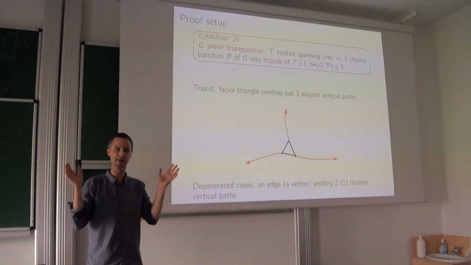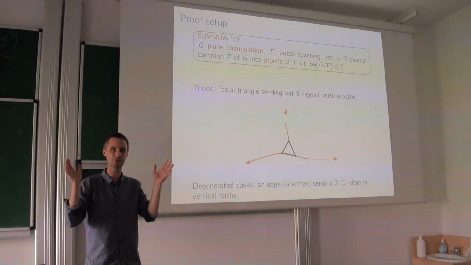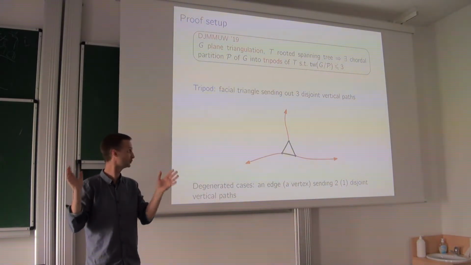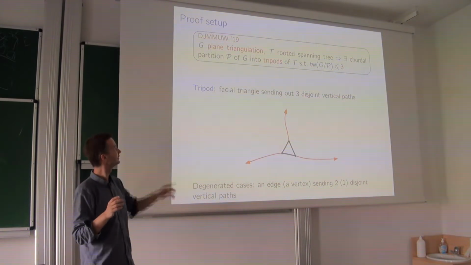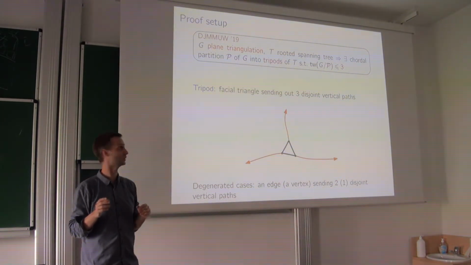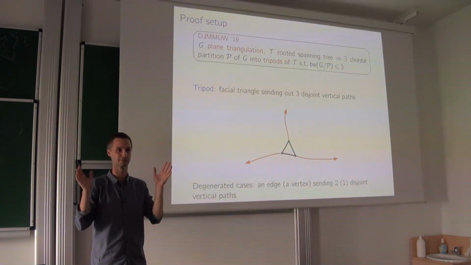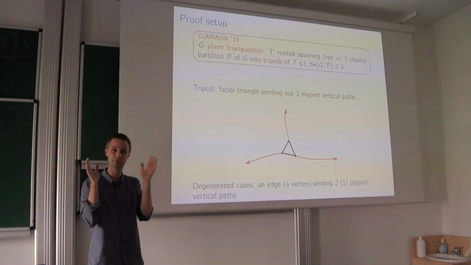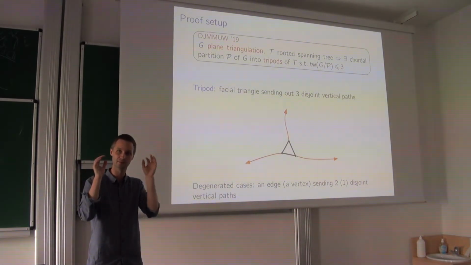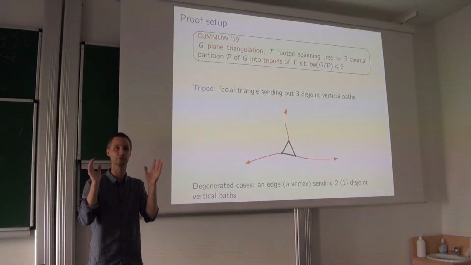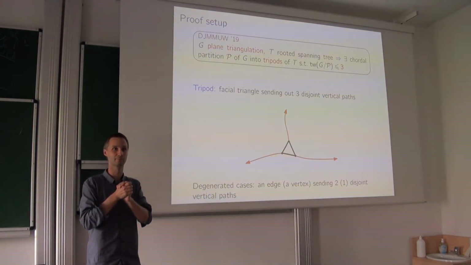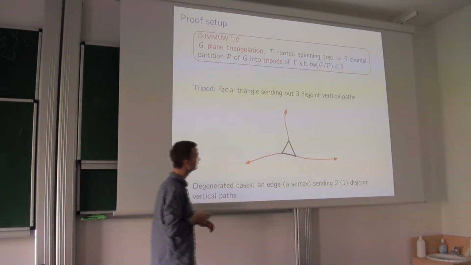But now the Vi's, they have a very specific form. They are so-called tripods. And so each Vi will be a tripod in your caudal partition. So there is a caudal partition into tripods, so that when you look at the quotient graph, you have three, that means three. Okay, so what is a tripod?